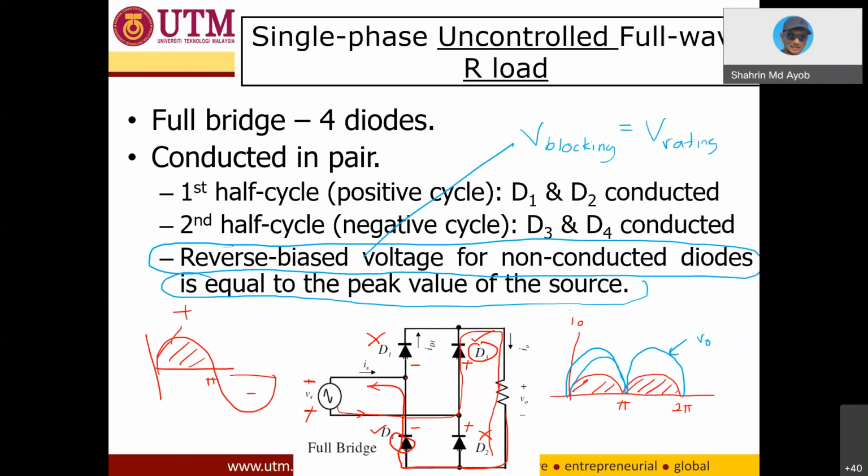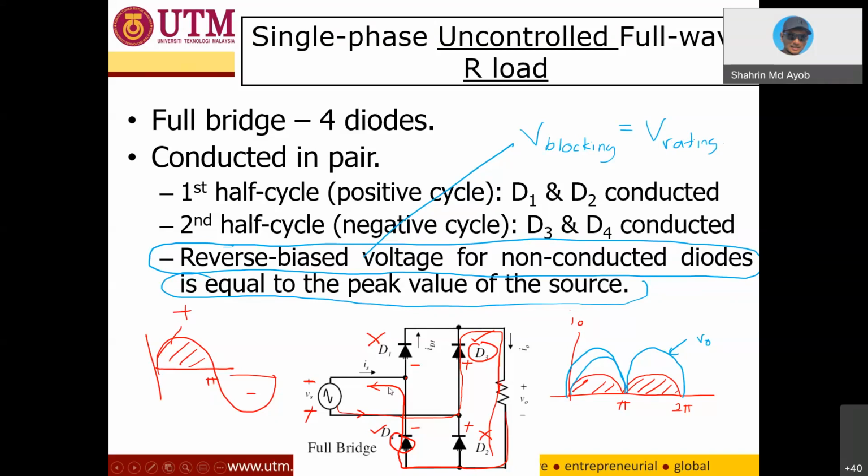So I have already explained about the V rating of a device. Actually, the V rating of a device for a power electronics circuit, the transistors, the diode or the SCR, is always referring to how much voltage it needs to block during its off state. Okay, during its off state or non-conducting period.